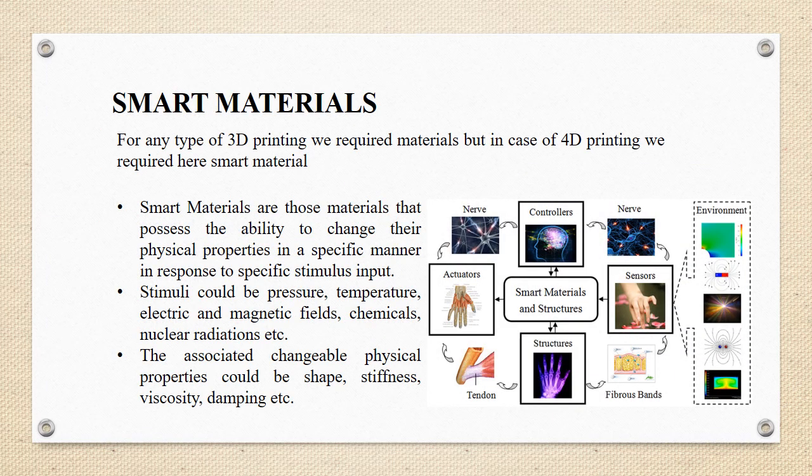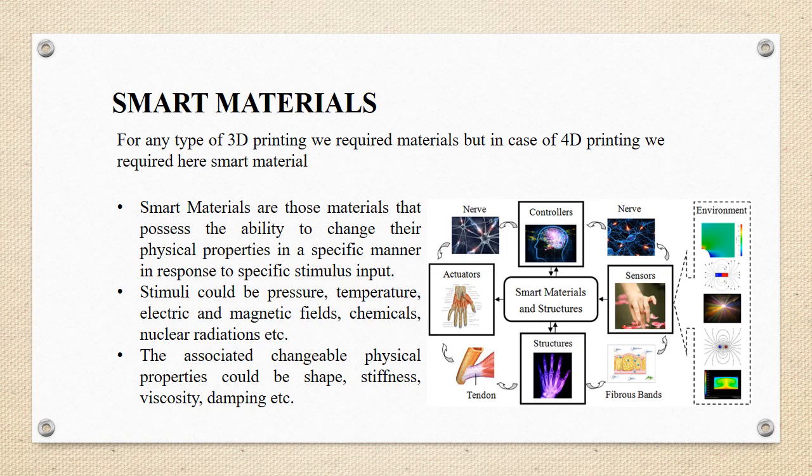For any type of 3D printing, we require material, but in the case of 4D printing, we require smart material. Let's define smart material. Smart materials are those materials that possess the ability to change their physical properties in a specific manner in response to a specific stimulus input. Here the inputs are pressure, temperature, electric and magnetic field, chemicals and nuclear radiations. The associated change in physical properties could be shape, stiffness, viscosity and damping.